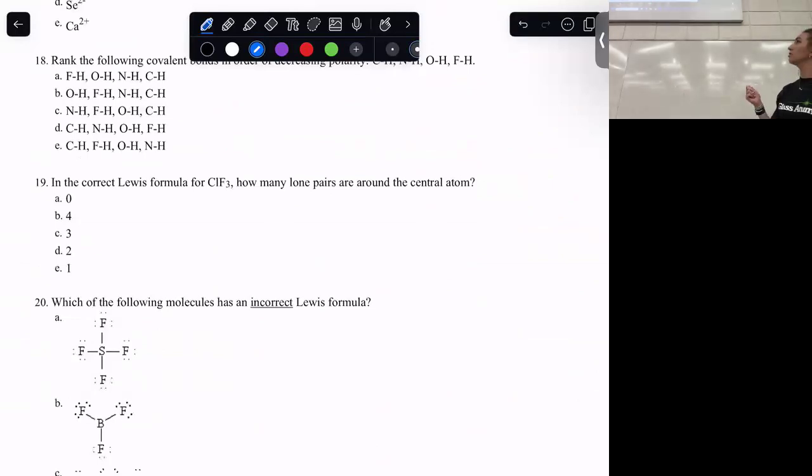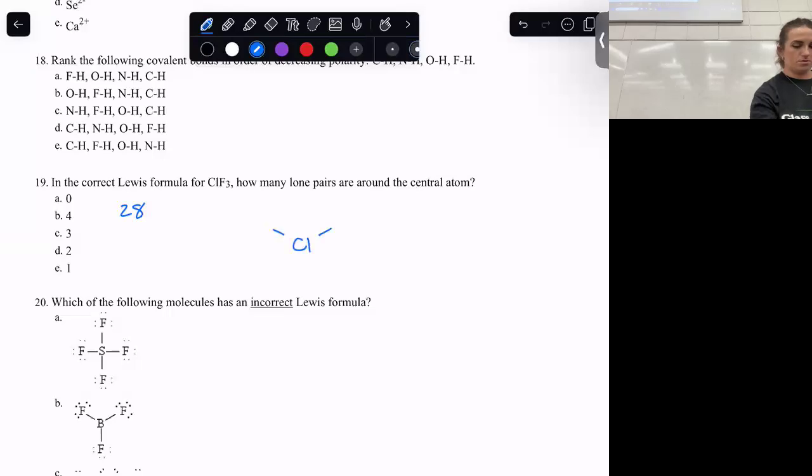So let's look at ClF3, and we'll do this together. If we're looking at question 19, in the correct Lewis formula for ClF3, how many lone pairs are around the central atom? So how many total valence electrons do we have in this structure? We have 28.